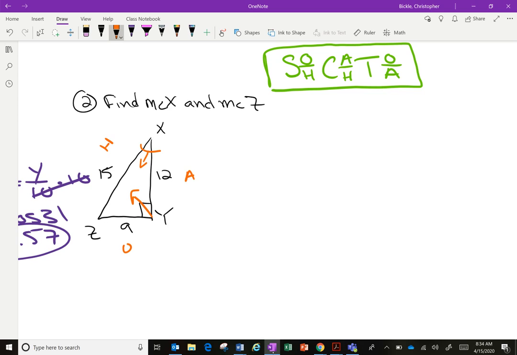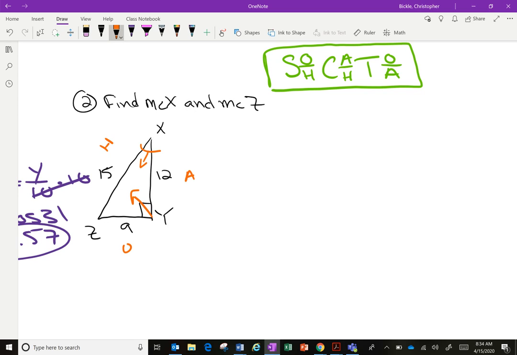9 and 12 would be opposite and adjacent, so I would just use the tangent. If I want to use 9 and 15, I could. 9 and 15, that's opposite and hypotenuse. I could just use the inverse sine. Same is true with 12 and 15. So I could just use the inverse cosine. It doesn't matter which one you choose, okay?